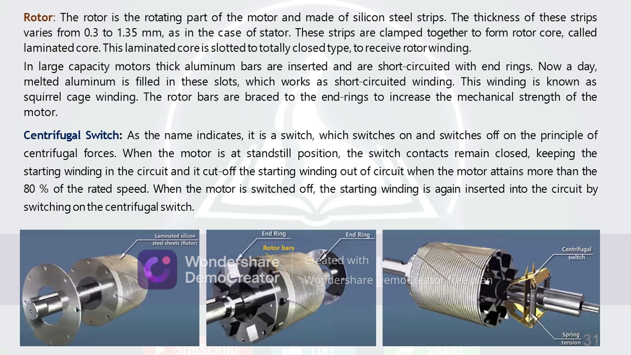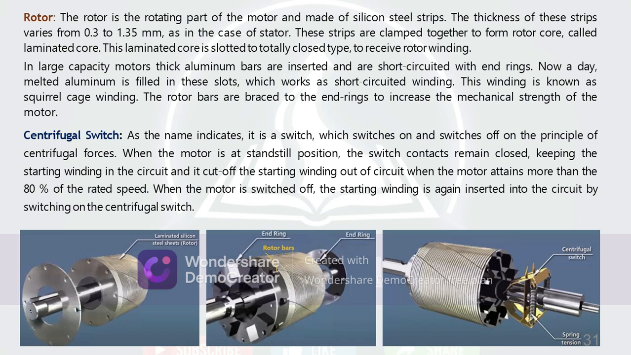In large capacity motors, aluminum bars are inserted and are short circuited with the end rings. Nowadays, melted aluminum is filled in the slots, which works as a short circuited winding. This winding is known as the squirrel cage winding, and the rotor bar is brazed to the end ring to increase the mechanical strength of the motor.